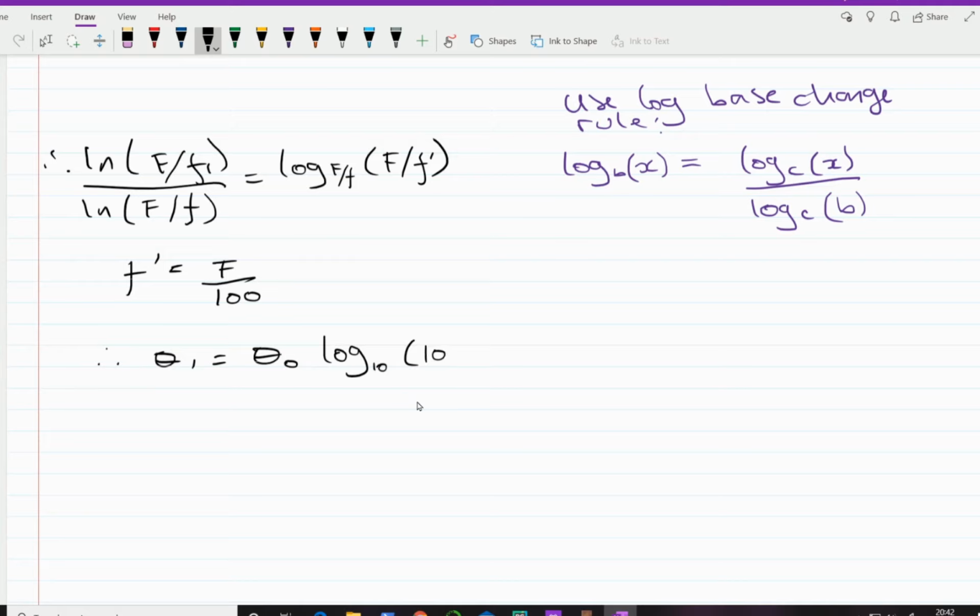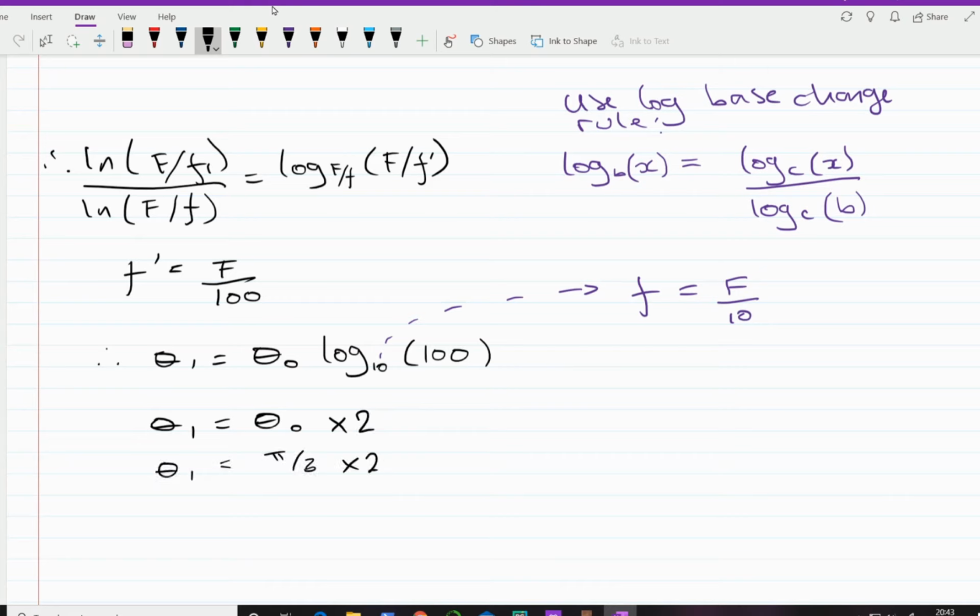I've cleaned it up and rewritten my expression as θ1 equals θ0 times log to the base 10 of 100. I basically just substituted a bunch of values and cleaned up once again. The final solution for the minimum angle needed for one mouse to match the cat is as simple as plugging it into your calculator, and the answer is 2 pi over 3.